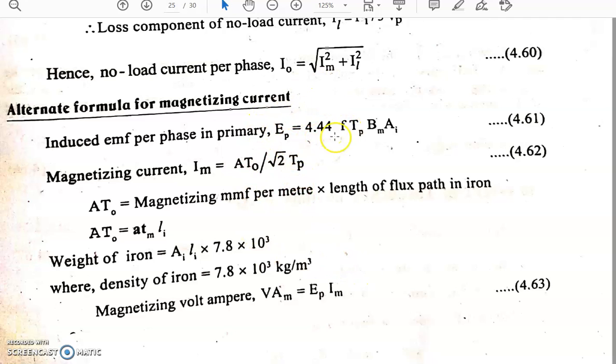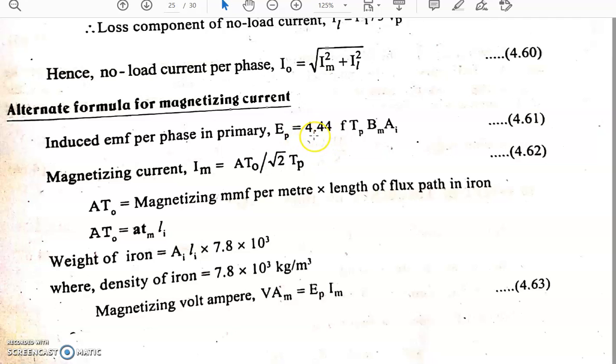So you go through both of the equations. So if problems are asked with different parameters, you can use the appropriate equation to calculate the no load current of the transformer. So here it is the alternate formula based upon the EMF equation. So this EP is the primary induced EMF in a transformer.